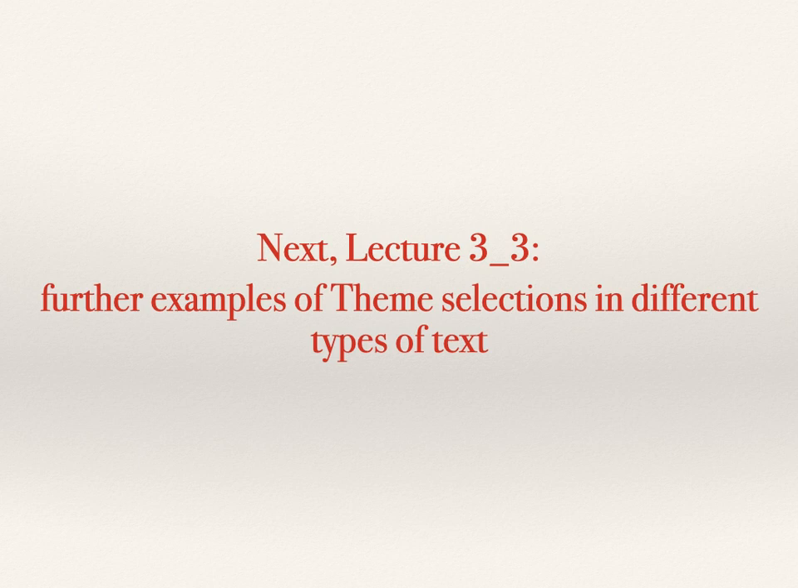Next, we will look at some further examples of theme selections in different types of text. Again, with the explicit understanding that different kinds of text operate with different methods of development, and these different methods of development are both reflected in and created by theme selections.